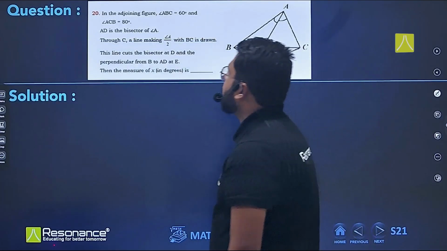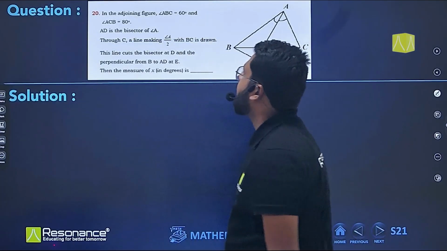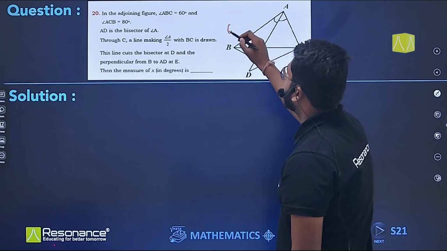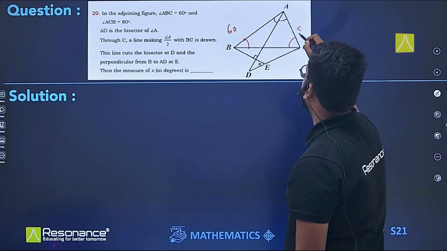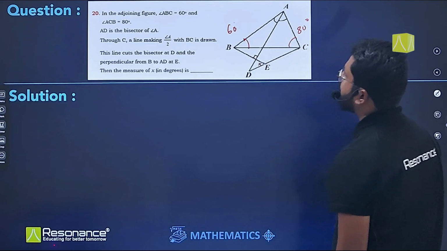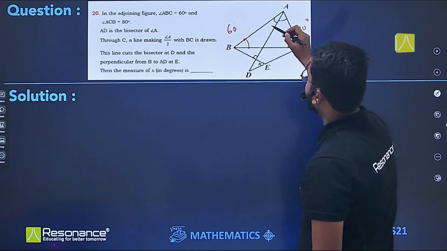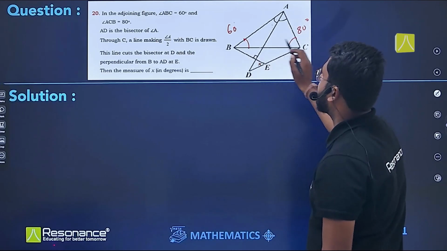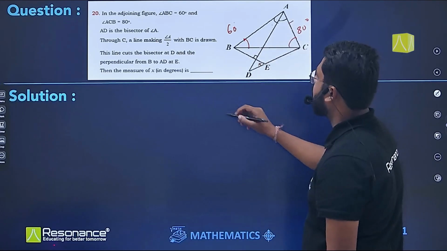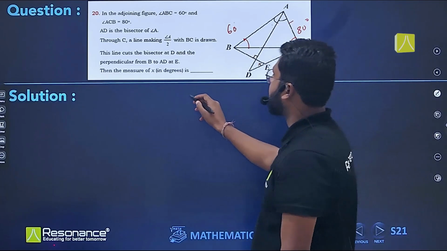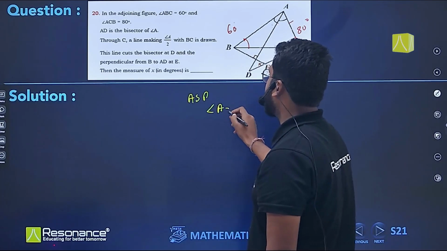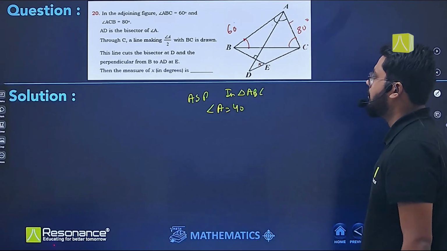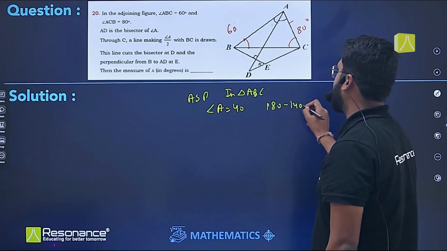Now the next question is a geometry question. In the given figure, ABC is 60 degrees and ACB is 80 degrees. AD is the bisector of angle A. So if this is x, this is x. If you try to apply the angle sum property in triangle ABC, this is 80 and this is 60, so angle A will be 40. Because 60 plus 80 is 140, so 180 minus 140 is 40.